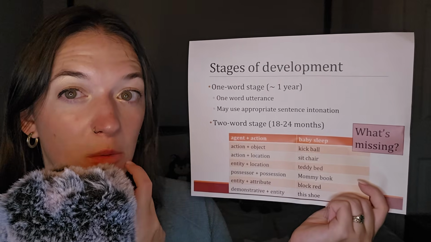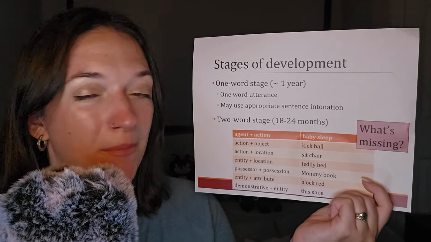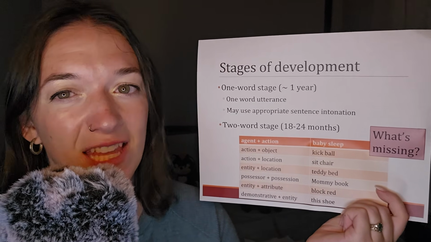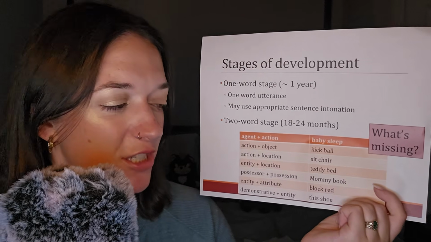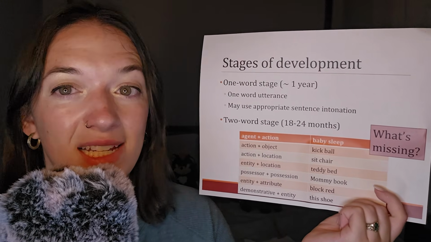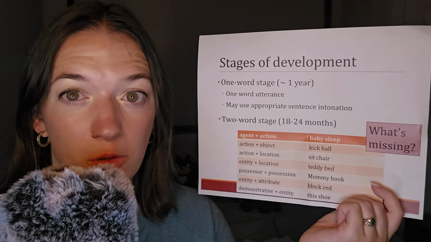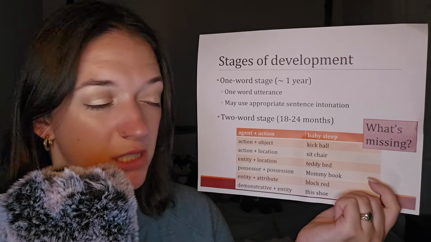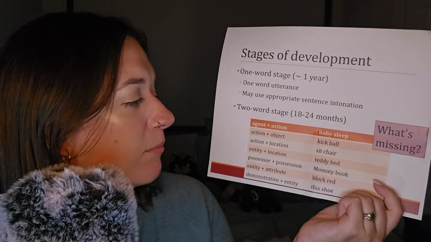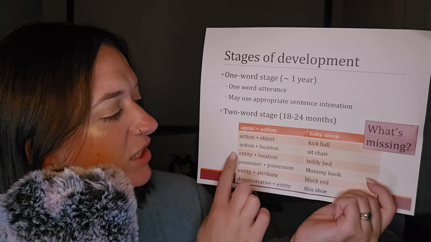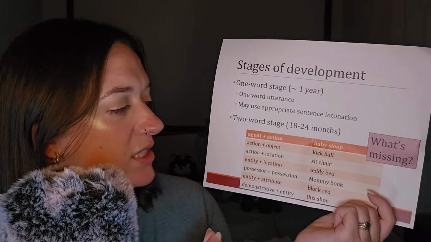As discussed in our previous video, it might be pronounced differently. They might use a childlike pronunciation, so not this shoe, but dis shoe, or dat book. But they can create a couple of different kinds of two-word utterances.